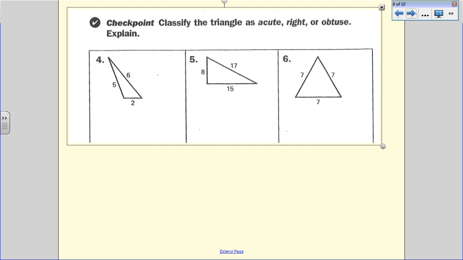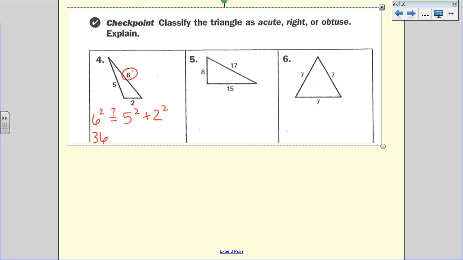All right, we're to the checkpoints. We want to classify the triangles as acute, right, or obtuse. Now, I'm assuming, guys, from a lot of these diagrams that you can see what's going on there. But what I'm going to do is prove for you, we're going to use our formula. So I've got c squared, and then I want to know how that compares to 5 squared plus 2 squared. So that's how we classify our triangles.